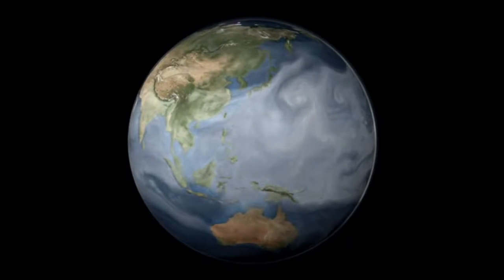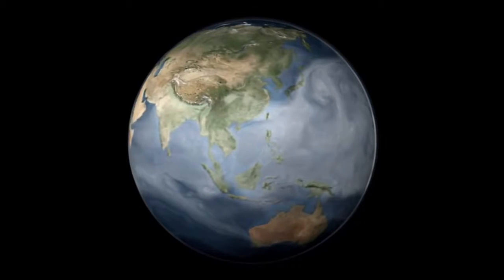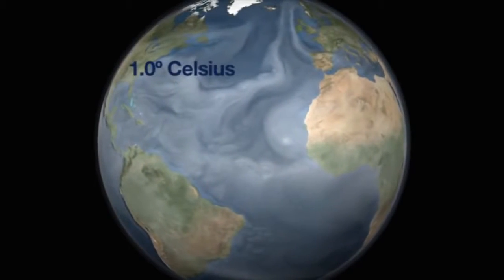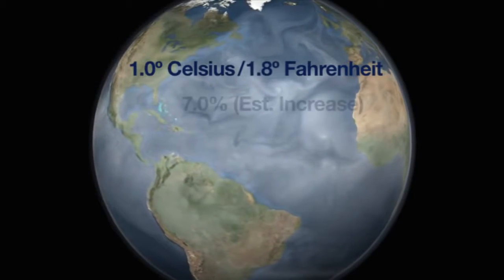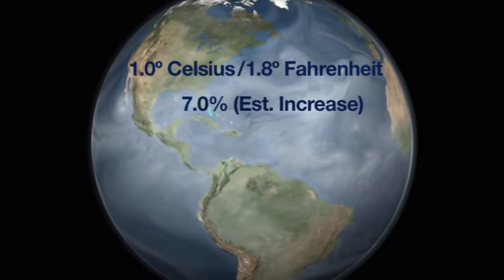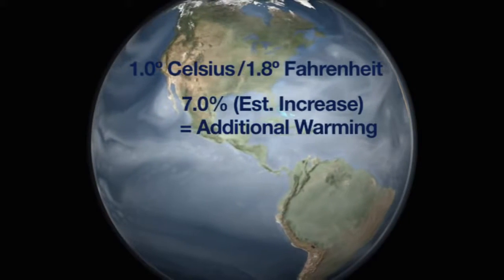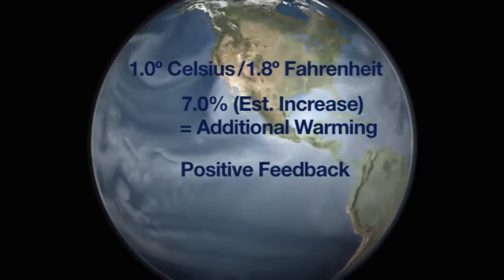Another important feedback involves water vapor. The amount of water vapor in the atmosphere increases as the ocean surface and the lower atmosphere warm up. Warming of 1 degree Celsius, or 1.8 degrees Fahrenheit, increases water vapor by about 7%. Because water vapor is also a greenhouse gas, this increase causes additional warming. Feedbacks that reinforce the initial climate forcing are referred to in the scientific community as positive or amplifying feedbacks.